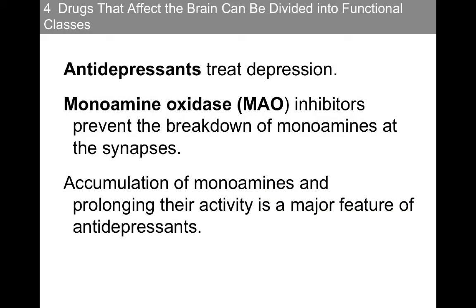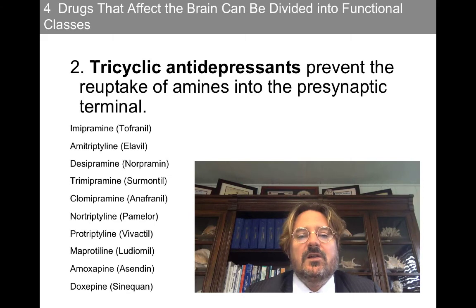So by preventing the breakdown of the monoamines, this is what we have: an accumulation of monoamines. Prolonging their activity is a major feature of antidepressant medication. The second class that came along was the tricyclics, and below you have a list of different tricyclic medications. But tricyclics prevent the reuptake of amines into presynaptic terminals.